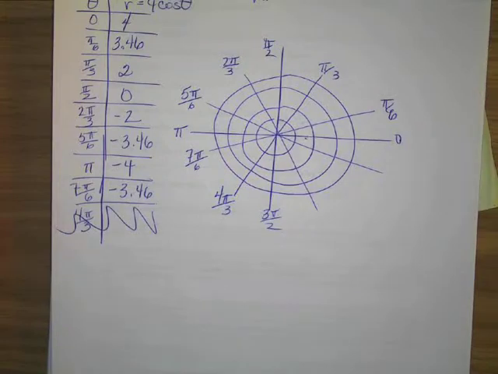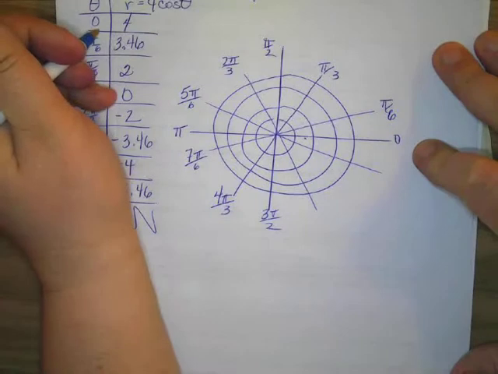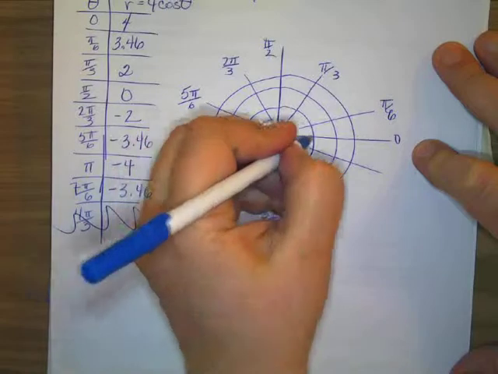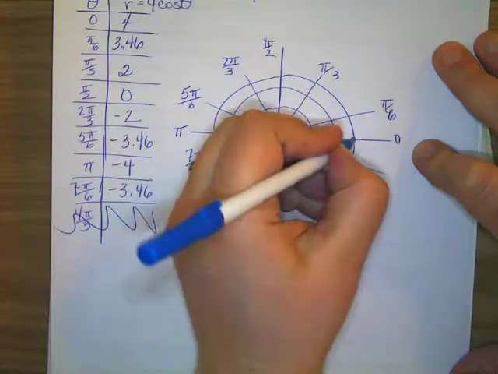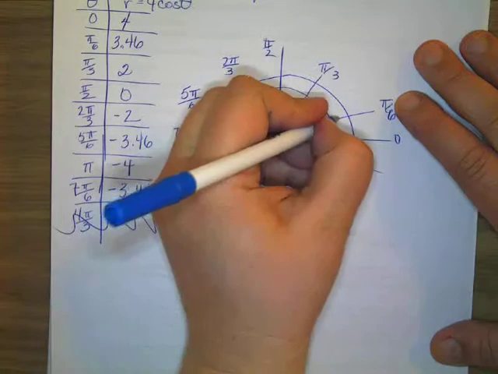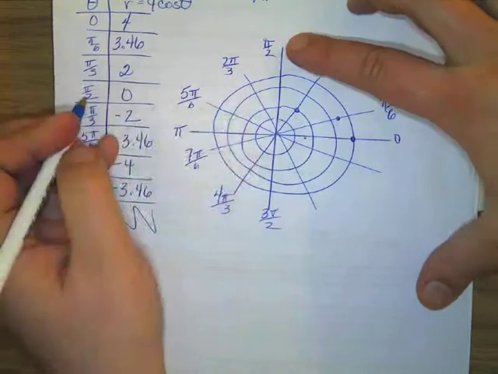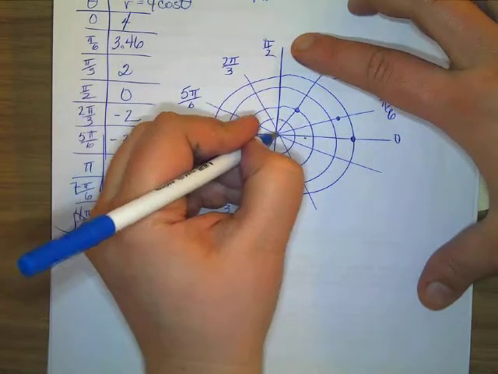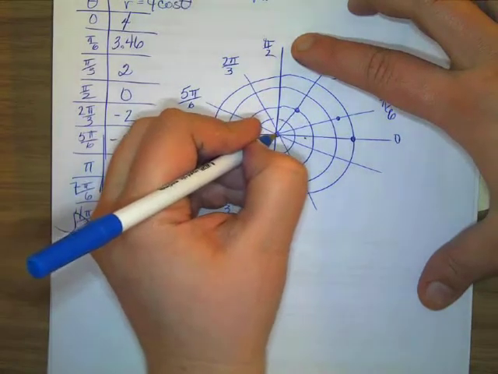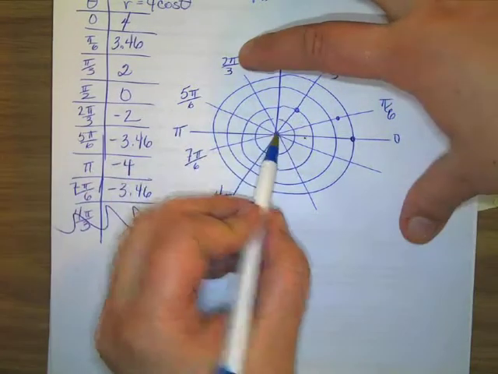So let's plot. At angle 0, how far out are we? So you're going to go 1, 2, 3, 4. Then at pi over 6, we're at like 3.5. And then here we're at 2. And what happens at pi over 2? We're at 0. And then at 2 pi over 3, it's a -2.